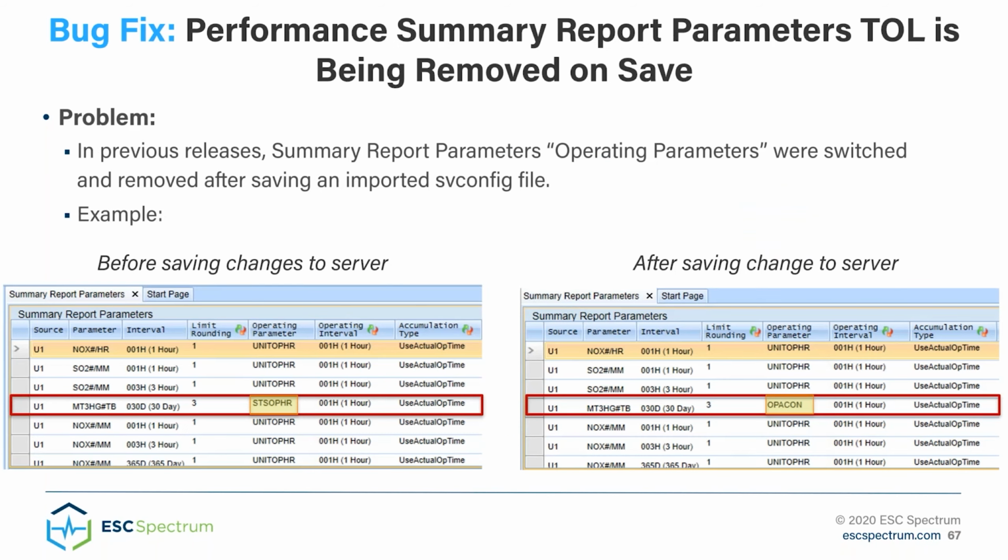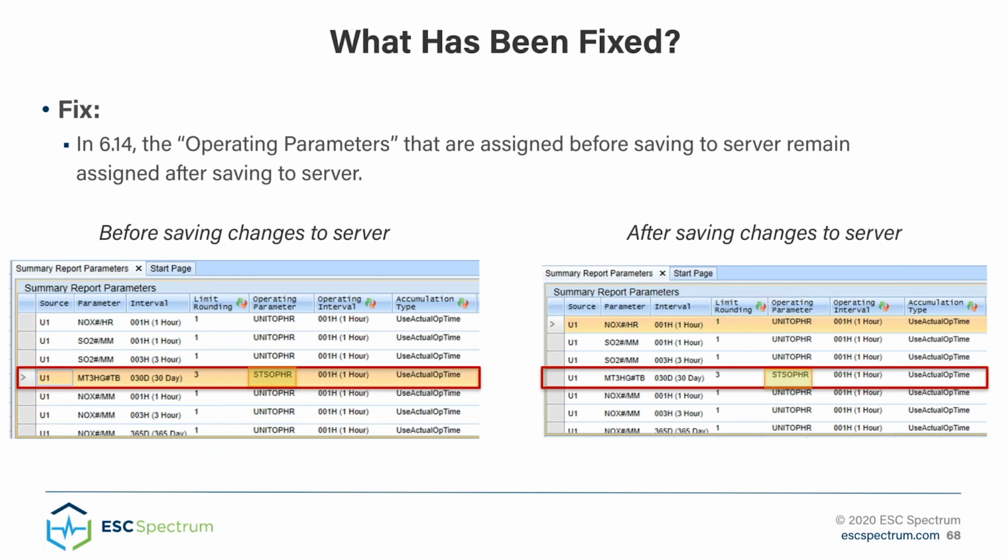Performance Summary Report parameters time online is being removed on save. Here is an example showing the operating parameter that displayed before saving to the server, no longer displaying after the save. Now the parameters before saving to the server continue to display correctly after saving.